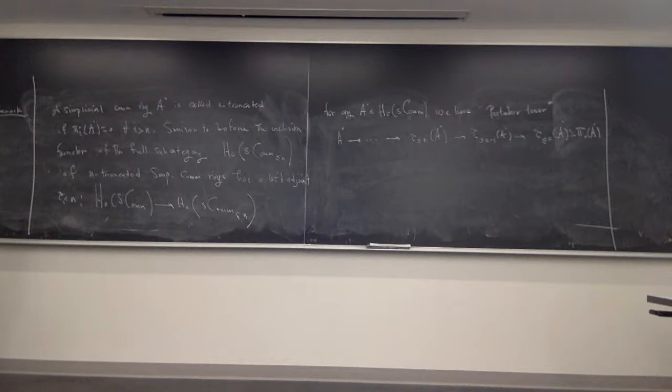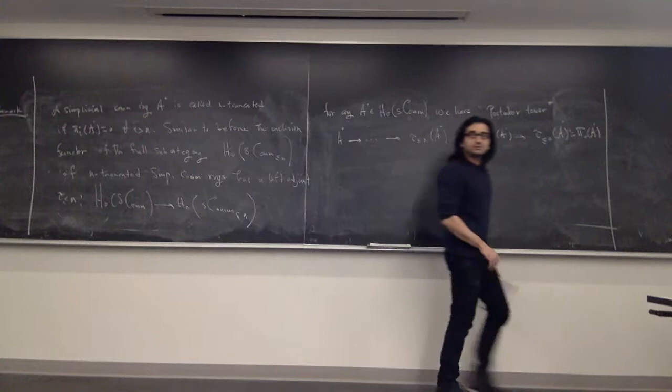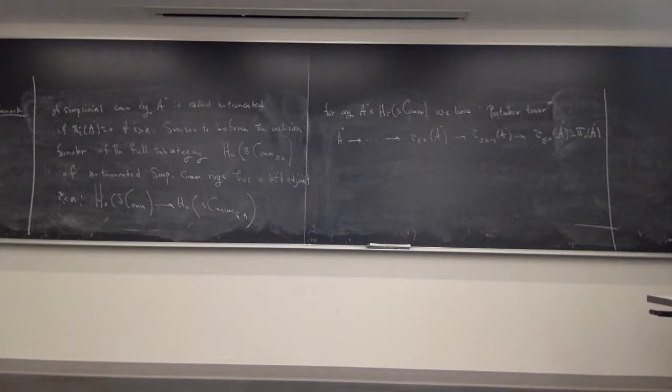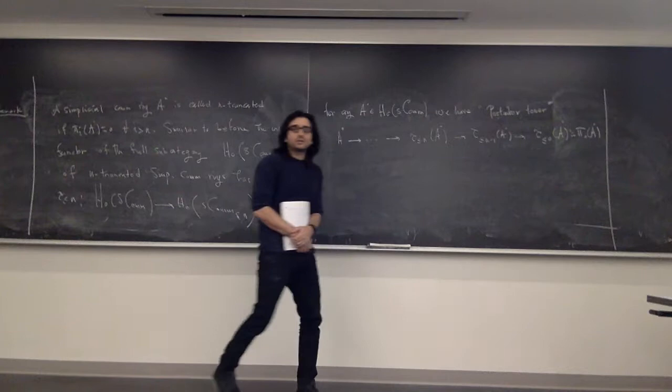Think about an object in the derived category concentrated in positive degree. How many truncations of it can you have? You can go all the way to H0, for instance, and nothing less. You cannot go to H minus 1 because it vanishes. Since it's in positive degree, we can go all the way to degree 0.